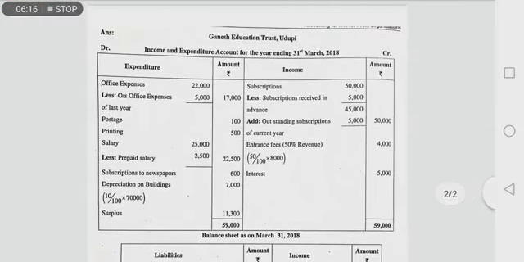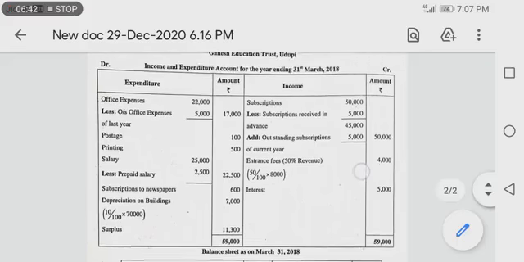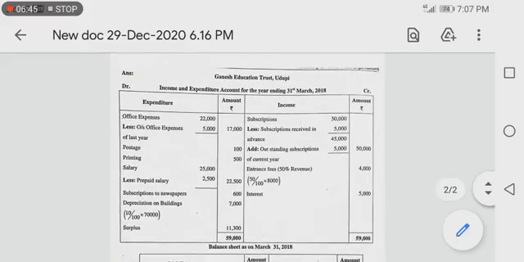Now while preparing the income and expenditure account, you have to remember two conditions. First, only revenue transactions should be recorded under the income and expenditure account, and only the transactions which belong to the current year. Yes, dear students, under the income and expenditure account we have to record the transactions which belong to the current year as well as which are revenue in nature.